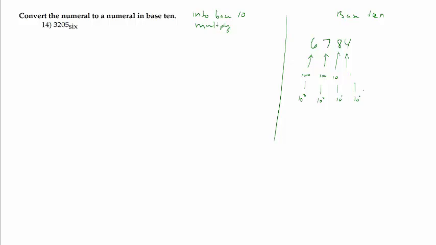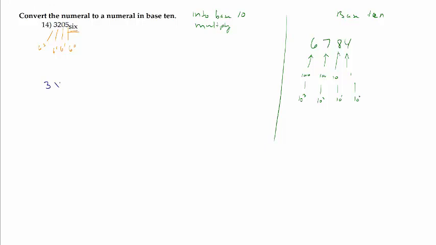Well, the same thing's going to go for other bases. The only difference is my base won't be 10. It'll be base 8 or base 5, or in this case, base 6. Okay. So I'm going to take my number and write it out similarly. So again, this is my one spot. So this is 6 to the 0. This will be 6 to the first. This will be 6 squared. And this one will be 6 to the third power.